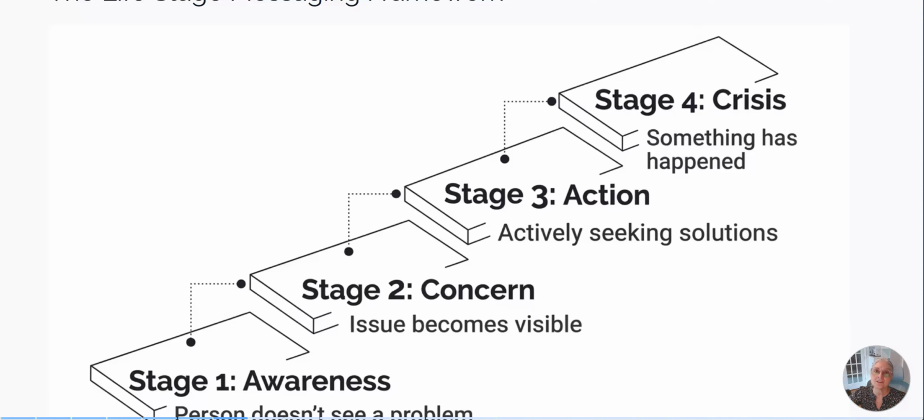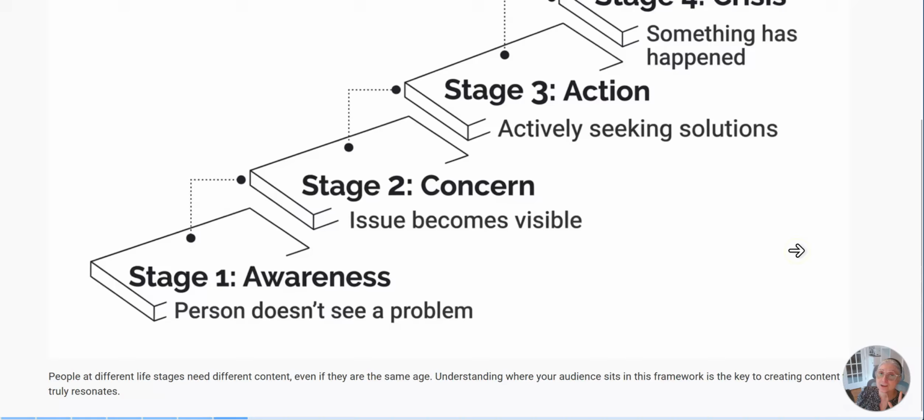Let's say fall prevention in the bathroom. You can write about that for stage 1, where you are basically just educating. The person doesn't see a problem, "Oh, we're not at that stage yet. We don't need it yet," but this is good general information that everyone should know.